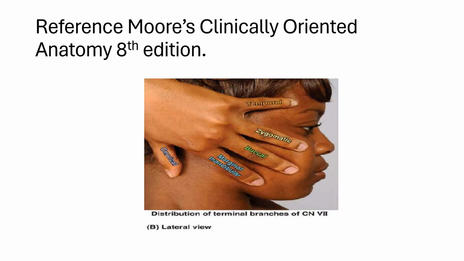Now they can ask you the distribution of the facial nerve, the terminal branches of the facial nerve. This picture is self-explanatory. You can see the branches: temporal, zygomatic, all the branches here. Go through this. You have to place the hand like this, and you can see all the branches. Yes, 1, 2, 3, 4, 5 branches. So go through this picture. Try to do this on yourself and your friend, and understand the branches of cranial nerve 7. Again, the facial nerve is very important.